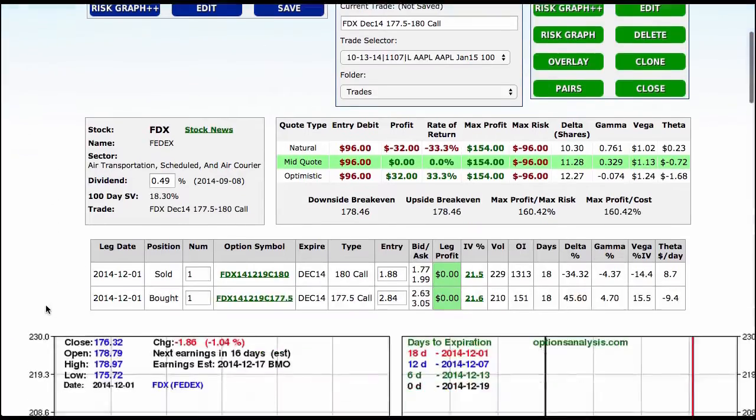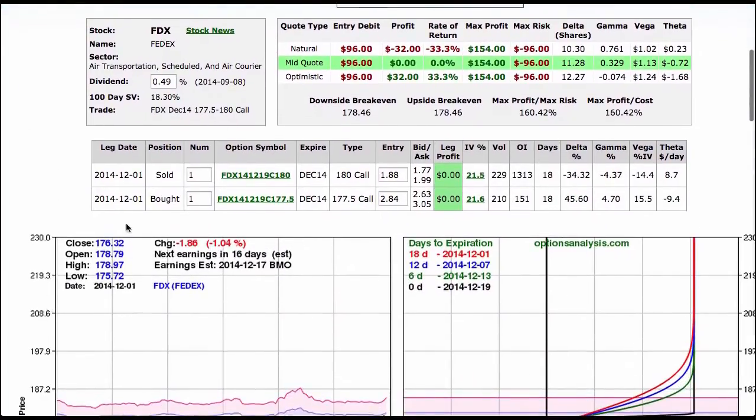So what you're seeing here right now is a bull call spread for FedEx, and the way we read this is I actually start down here, right here in the middle where it shows what I bought and what I've sold. So I'm looking at buying the 177.5 calls and selling the 180 calls, and right now, based on the graph, it's showing me that I've got a price that's a little less than $1 to put these two positions on.